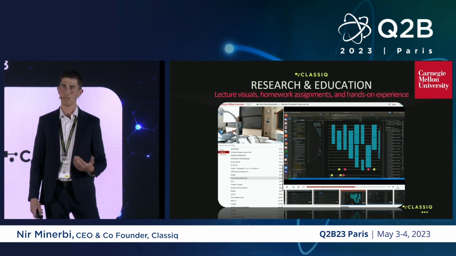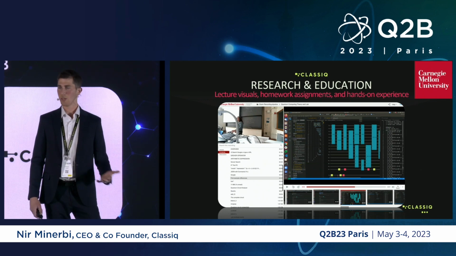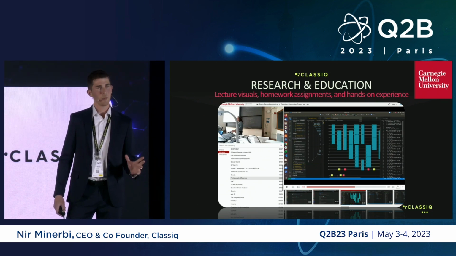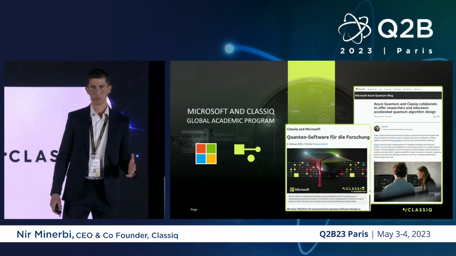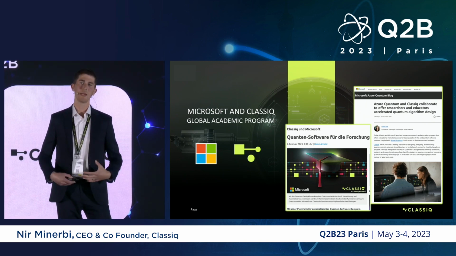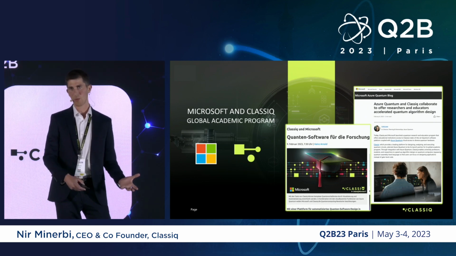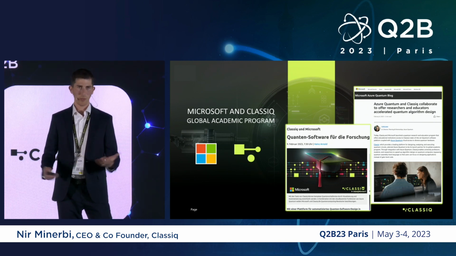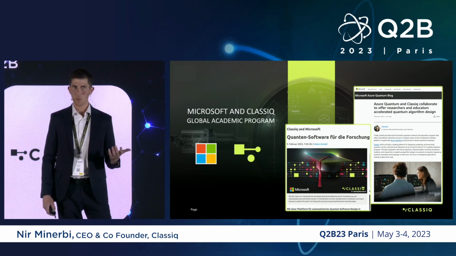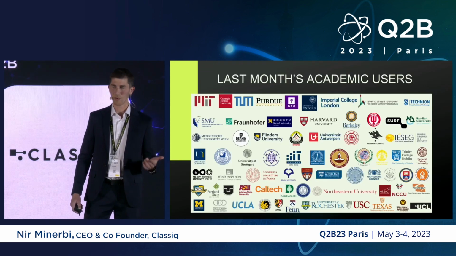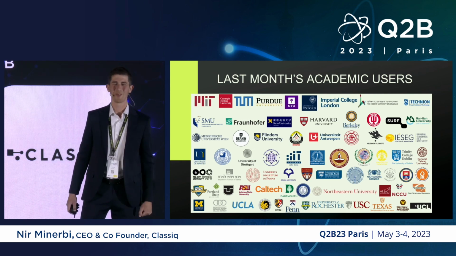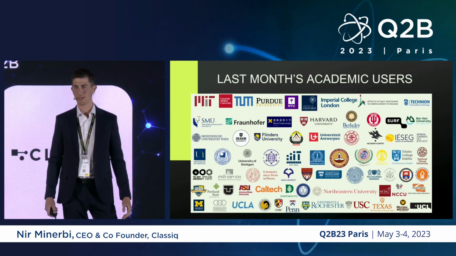So last year, we initiated our work with academic institutions. This is a quantum computing course in Carnegie Mellon, for example, given by the Classiq platform. And recently, we partnered with Microsoft, and we have launched together a global academic program for bringing the joint product, the Classiq platform, on top of Azure Quantum, free for research and education. It was launched a month ago and we already have users from over 100 universities globally, and you are very welcome to use it as well, of course, if you are from the academia.